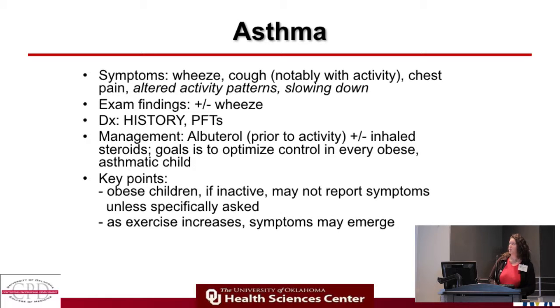So the symptoms: wheeze, cough, really with activity, chest pain, that tightening, if it's altering their activity patterns, slowing them down. It's not necessarily shortness of breath. They're out biking and shortness of breath, I mean, that can be an endurance issue, but they're also coughing a lot. And then parents sometimes will not report a wheeze. We'll do a trial of albuterol, and it makes a huge difference.